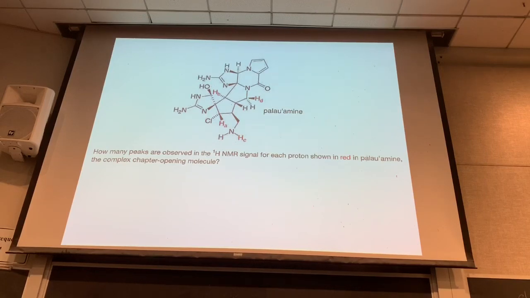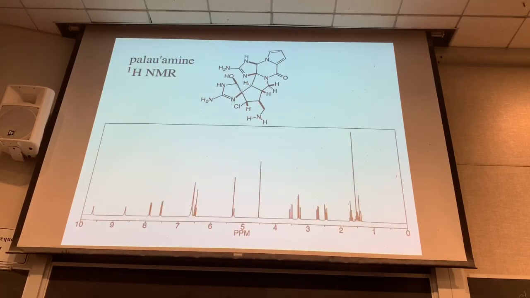So diastereotopic here. So it is coupled to this one in a vicinal manner, a doublet, and then it's also coupled here as a doublet. So this will be a doublet of doublets. And you could do that similar analysis to the whole molecule. Now this is a very complex example. This will not be on the test. I just like to show you how these principles apply to something a little harder.